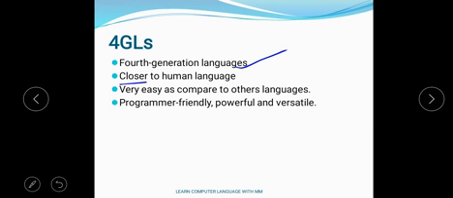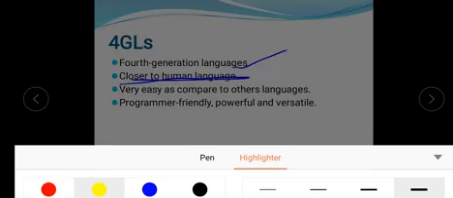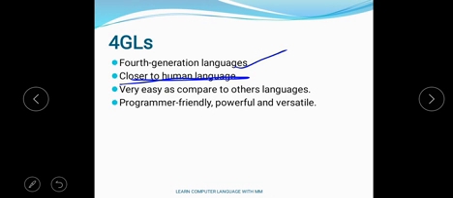Here is our fourth generation language, which is closer to human. This language is very close to human language than other high level languages, and it is accessible to people without formal training as programmers. There is no need of such kind of training for using a fourth generation language. Very easy as compared to the other languages.